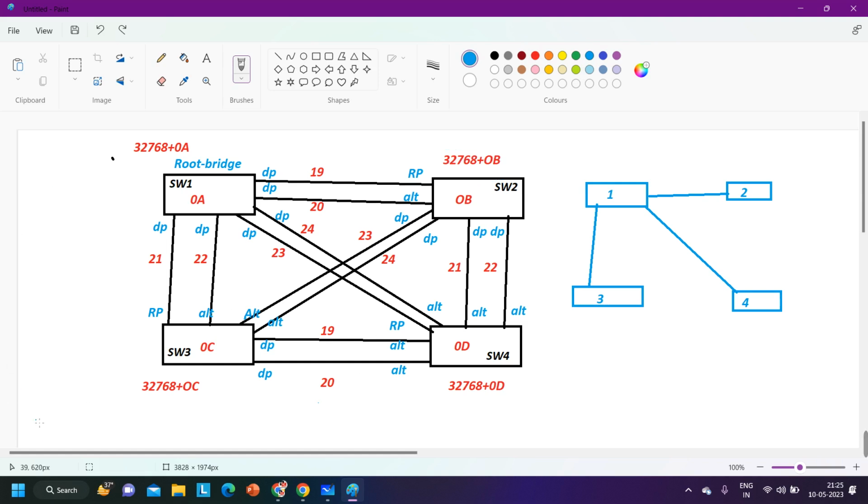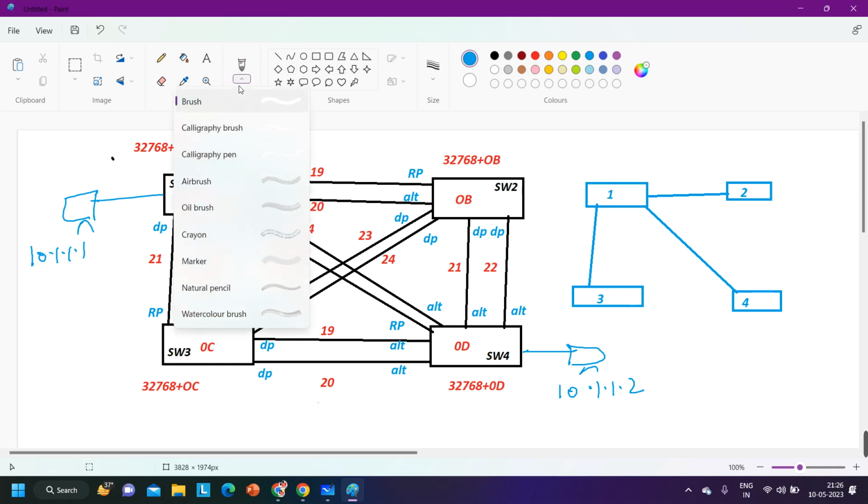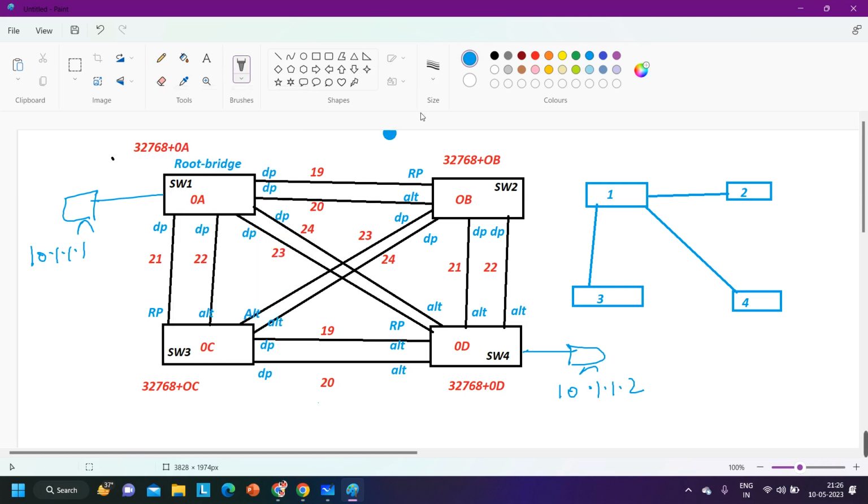So now I am going to give you some tasks over here. My requirement is, I am connecting one computer here and one computer over here. The IP address of this machine is 10.1.1.1. The IP address of this machine is 10.1.1.2. Any MAC address you can assume. So now if I ping 10.1.1.2 from 10.1.1.1, which path will it use?